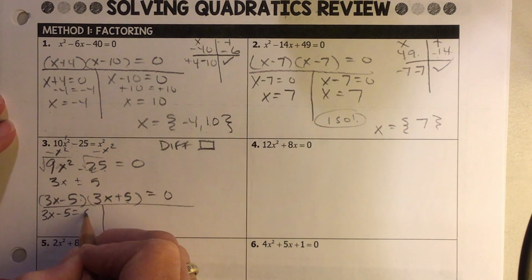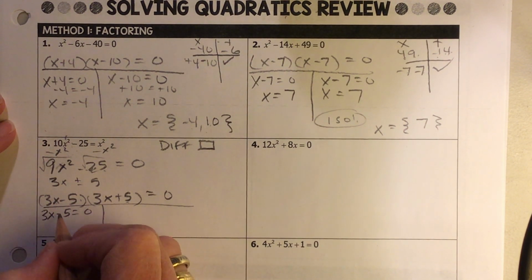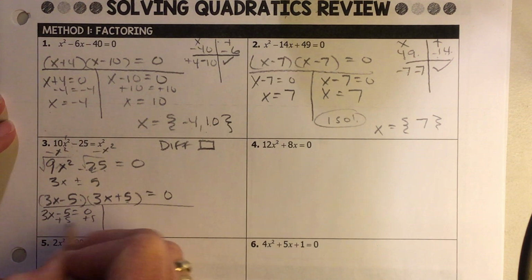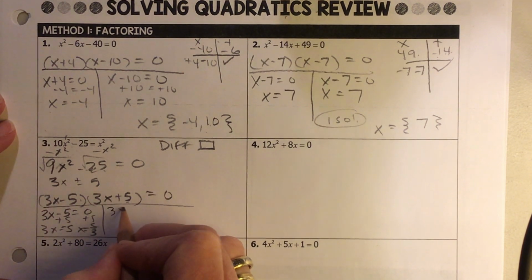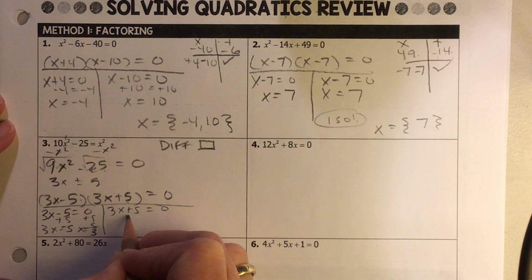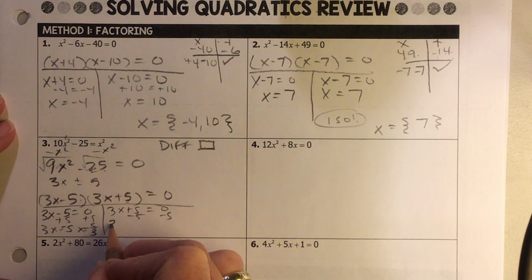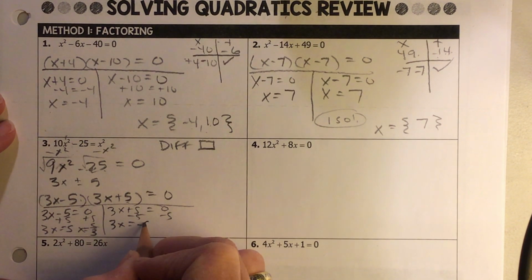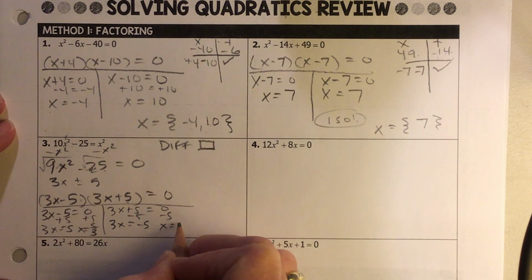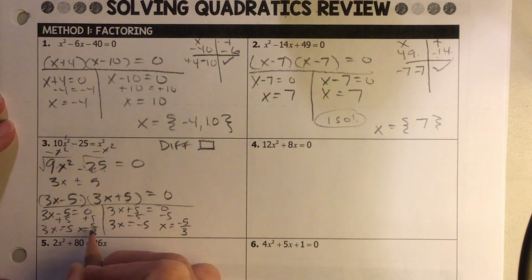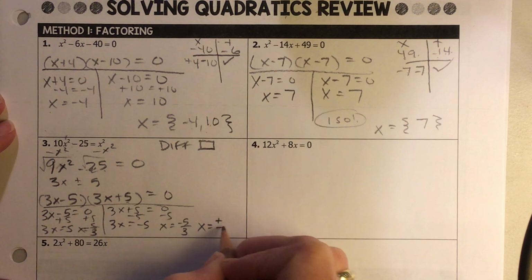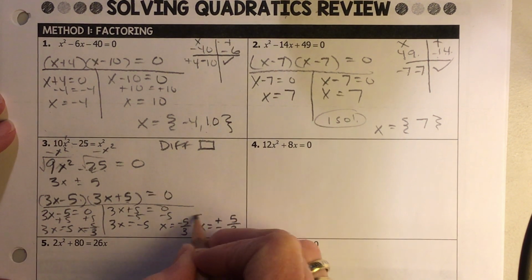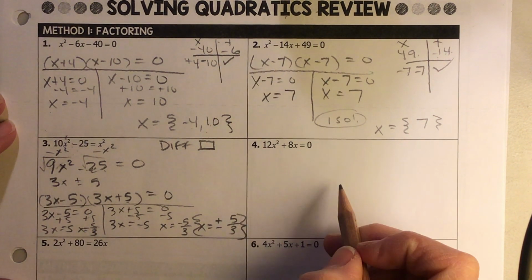3x minus 5 is 0. I'm going to add a 5, 3x equals 5. So I'm going to have x equals 5/3, and on the other side, 3x plus 5 equals 0. Subtract 5, 3x equals negative 5. So x is going to equal negative 5/3. So I have positive 5/3, negative 5/3. So x is going to equal positive or negative 5/3, could write it that way, but it is two solutions.